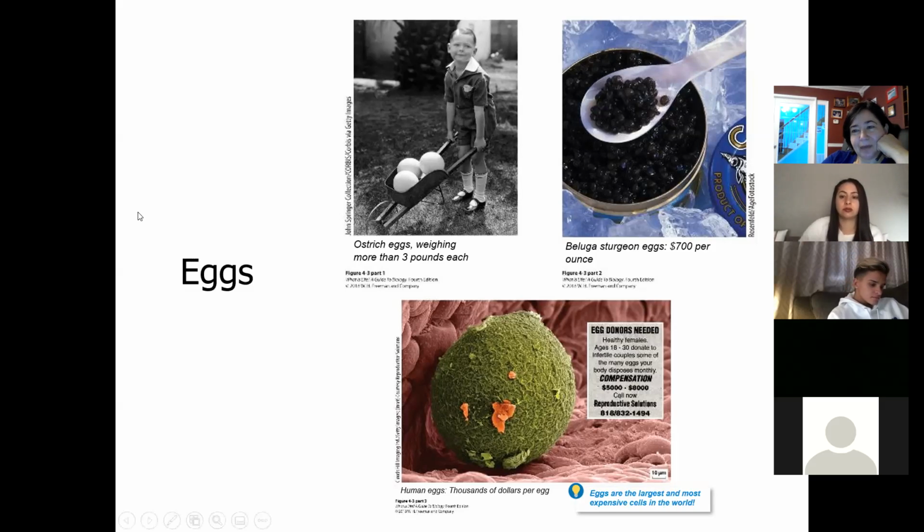Eggs are laid by fish, right? Beluga is not really a whale, it's a sturgeon, sorry, it's a fish. So eggs could be laid by fish. They could be laid by amphibians, like frogs. They could be laid by reptiles, like turtles and snakes. They could be laid by birds. And this is a human egg cell, right? We don't really lay them. Female mammals just produce them and release them at the time of ovulation.